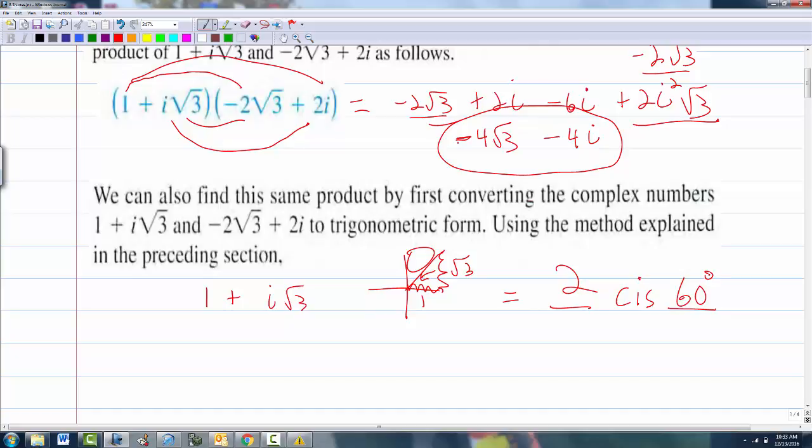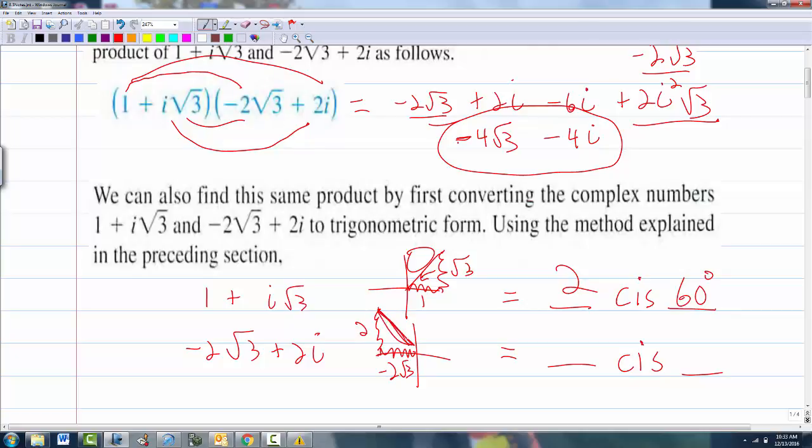Okay, and then let's take negative 2 root 3 plus 2i. This one's going to be a little bit more of a challenge. Blank cis what? Well, where do I go for negative 2 root 3? Left. Where do I go for 2? Up. I was in the way. That's why I had to erase that.